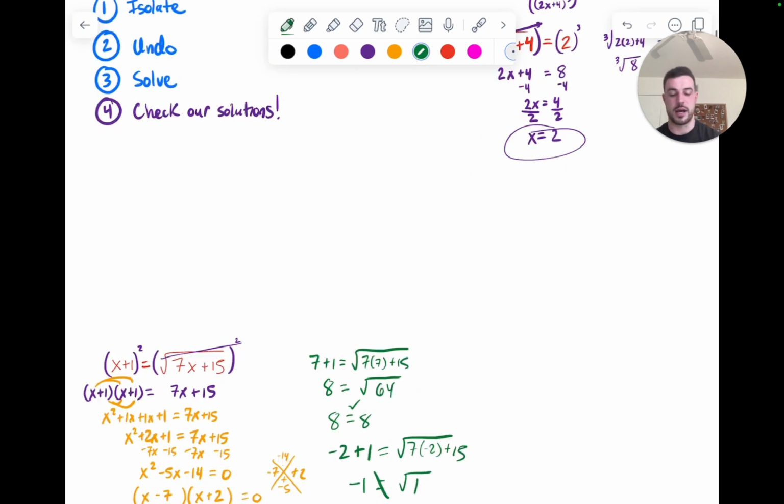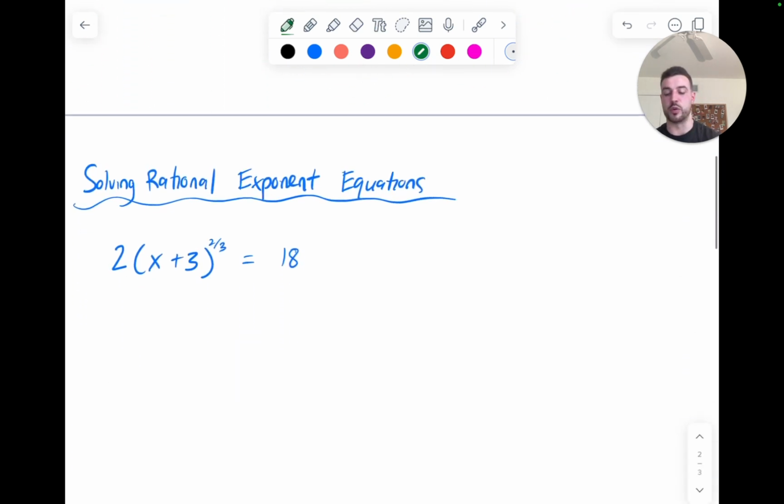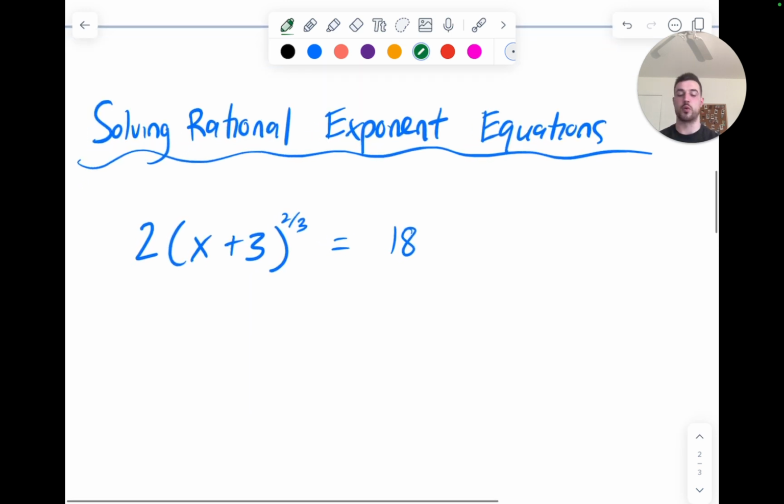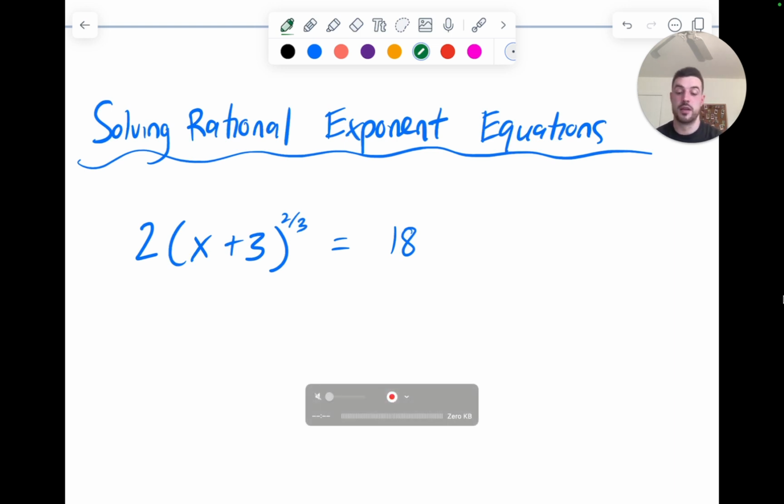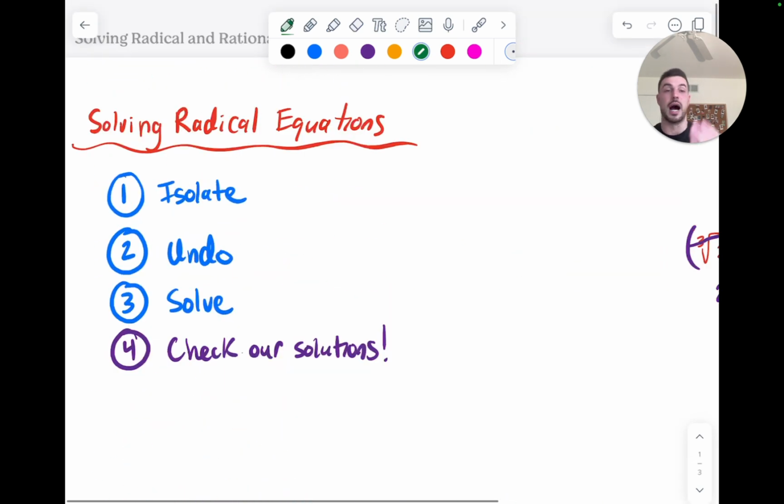Now, what we're going to do is we're going to flip over and we're going to try a rational exponent equation. And again, those properties, those rules that we've been using are going to work the same way. So we are going to isolate the exponent by itself. Then we're going to undo the exponent. We are going to solve our equation and check our solution.